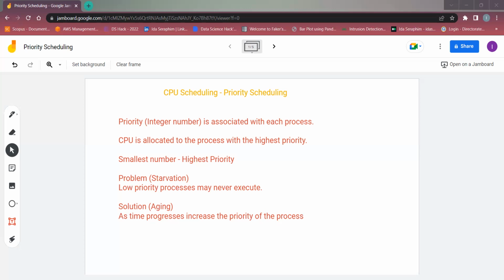In order to overcome this starvation problem, we have a solution that we call aging. If the highest priority process keeps executing more and more and does not allow the lower priority process to execute, in that case we increase the priority of the waiting lower priority process. That will solve this starvation problem. Now we will see one example of how priority scheduling works.